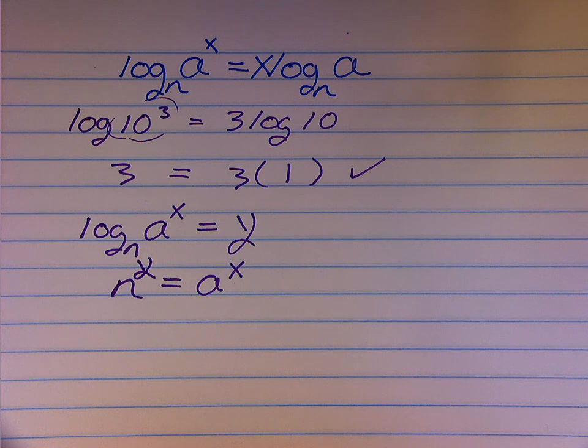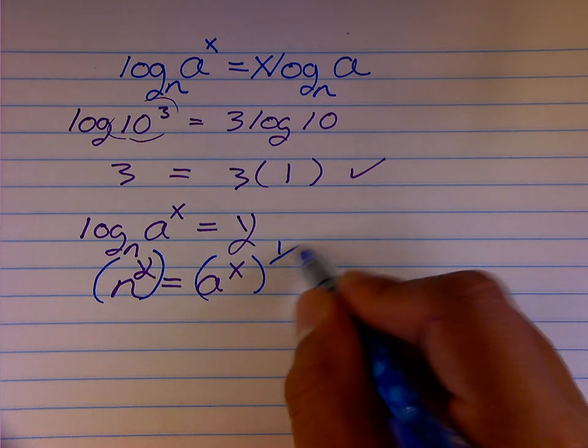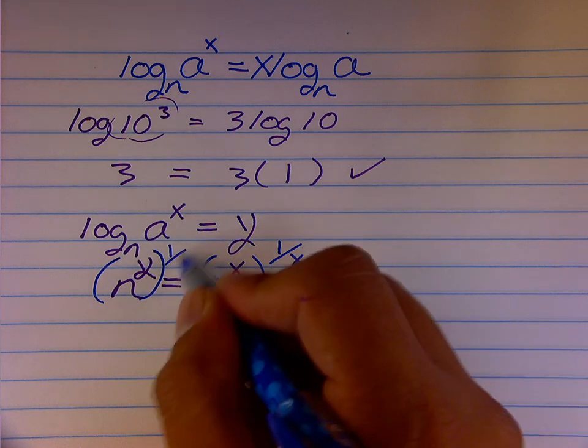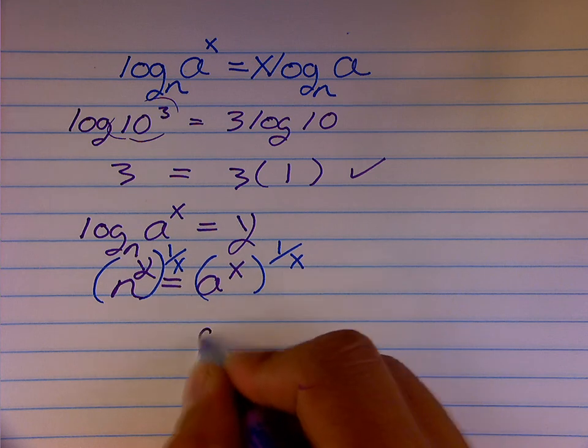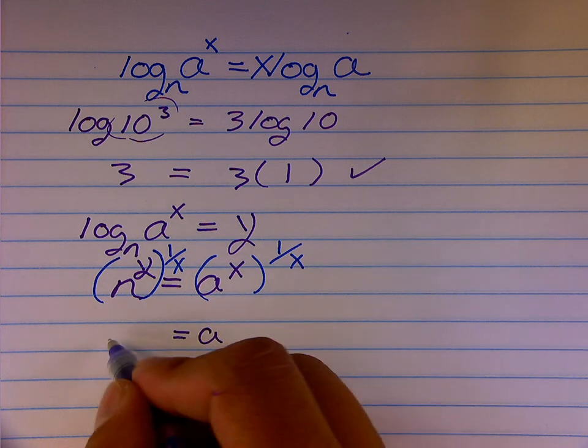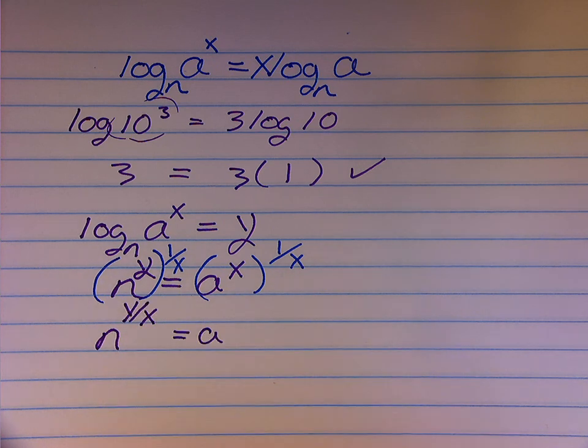Next step. I'm going to use my property of exponents. And I'm going to move the x from the right-hand side to the left-hand side by taking the x root of both sides. You learned that in the property of exponents last semester, which says I can take the left-hand side and the right-hand side and both raise them to this exponent. By doing so, on the right-hand side, I'm going to simply have a, and on the left-hand side, I'm going to have n to the y over x.